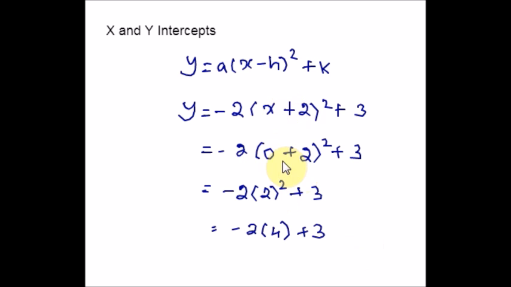0 plus 2 is 2. 2 the whole square is 4. 4 times negative 2 is negative 8, plus 3. That would be negative 5. Am I right? Therefore, our y-intercept for this vertex form of equation is (0, negative 5).